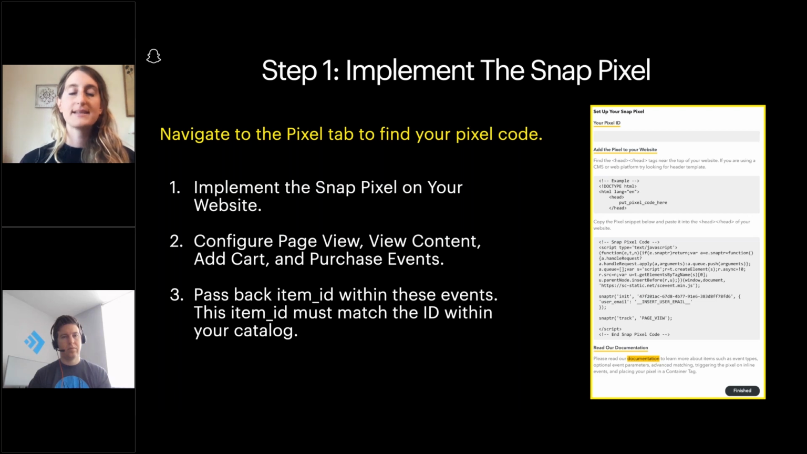The first step is to navigate to the Pixel tab and generate your Pixel code. The Pixel code is a simple piece of JavaScript that you place on your website. Within the Pixel, we also ask that you configure some meaningful events, such as page view, view content, add to cart, and purchase, and pass back the item ID parameter within these events. As mentioned before, this is an extremely important step so that we can identify the products that users are viewing and use that information to build that ad from your catalog.